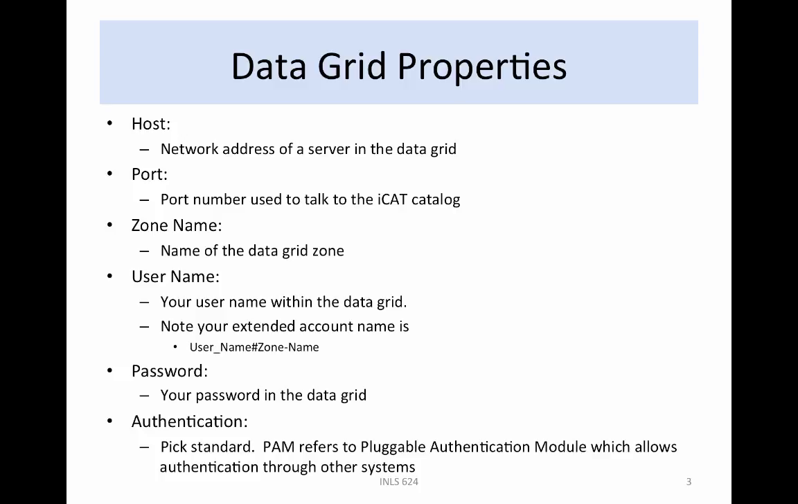Note that when you access a federated data grid, you have to log in with the information from your home data grid, specifically your account name, #, home zone name. Password. This is your password for your home data grid. And authentication. The standard authentication choice is a challenge response mechanism used by iRODS. PAM refers to the pluggable authentication module, which supports authentication via InCommon, Shibboleth, and other authentication systems.